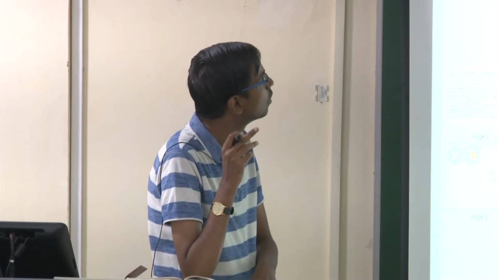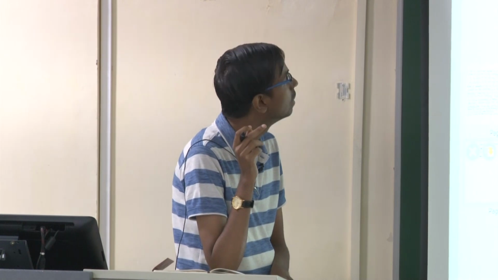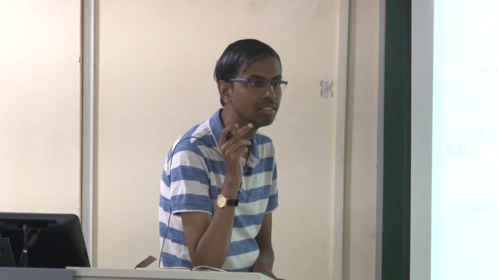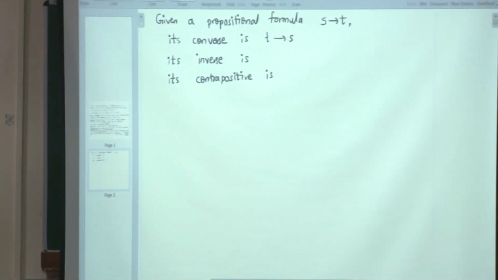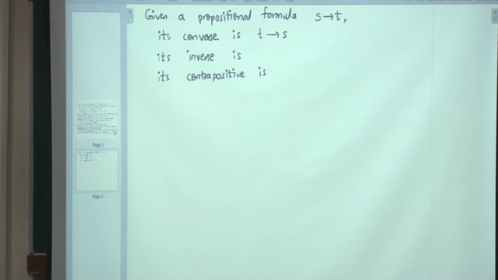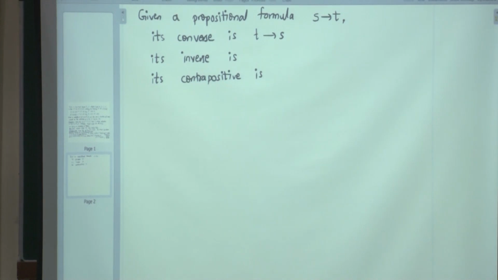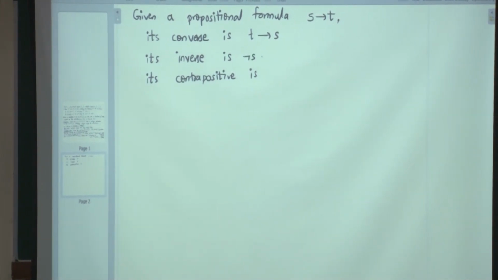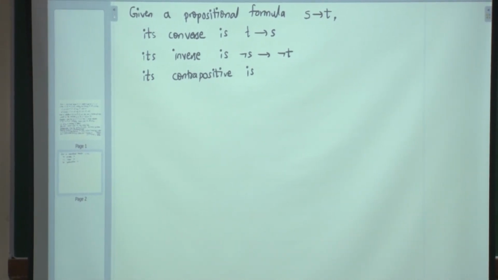Okay, now some nomenclature time. So given a propositional formula S implies T, what is its converse? T implies S. What is its inverse? Negation S implies negation T. S complement is not the correct language. Okay, what is the contrapositive? Negation T implies negation S.